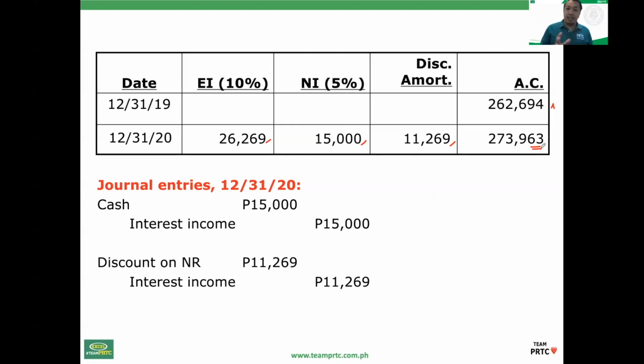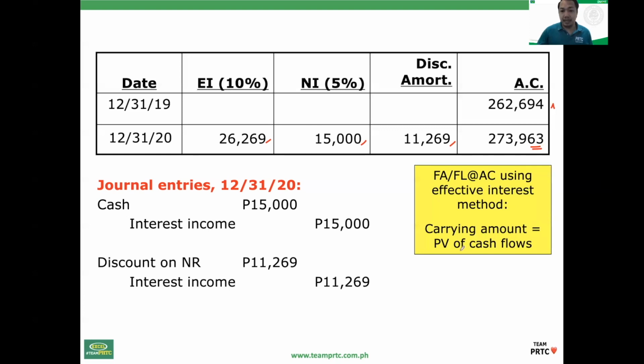Now, normally the schedule is made to facilitate journal entries. But if the requirement is only the carrying amount, don't make that schedule. Just discount the cash flows, especially if, let's say, the term is 20 years and they ask for the carrying amount after 10 years. If you make a schedule, it will take time. So use the shortcut: present value of cash flows.